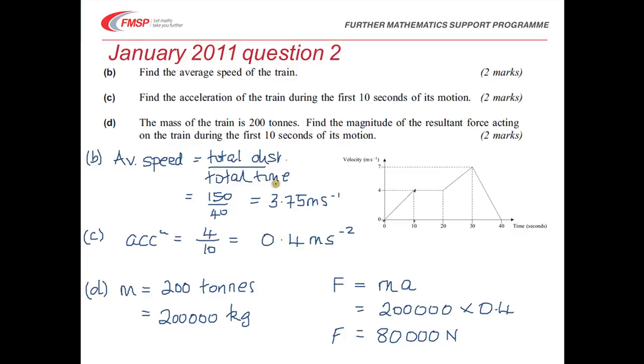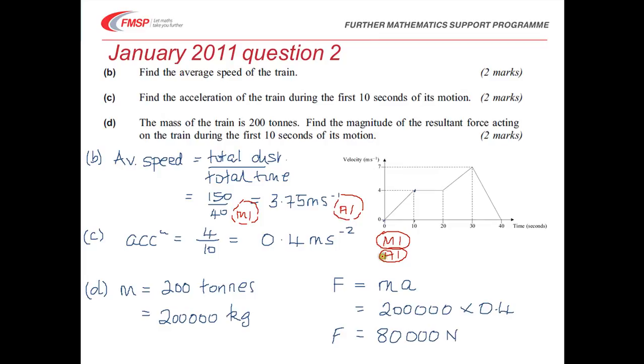When it comes to part B, there was 1 mark for their total distance divided by 40. So you got a method mark there and an accuracy mark for 3.75. Now you would have got a follow-on mark if you'd worked out the total distance incorrectly. For the acceleration, you got a method mark for any division involving 10 and 4, and then you got an accuracy mark for getting 0.4. So again, 2 marks there.